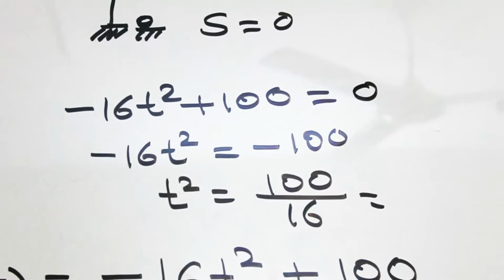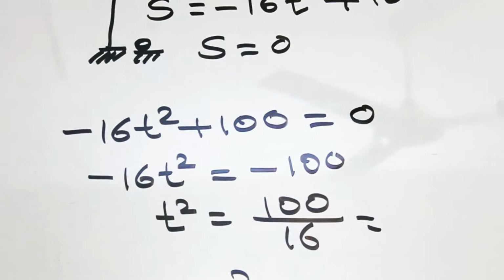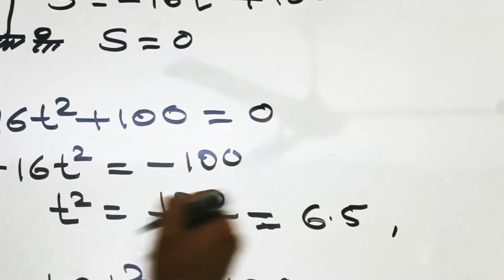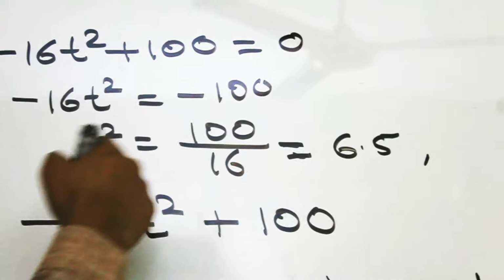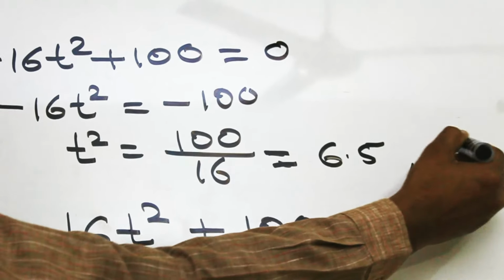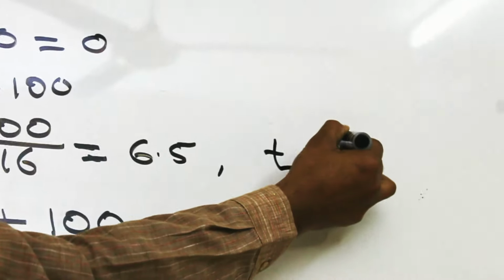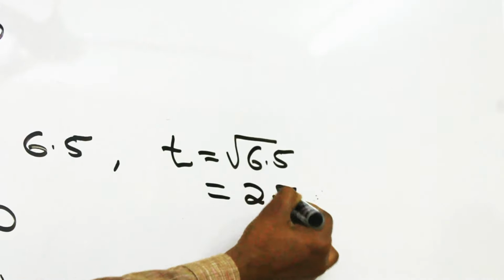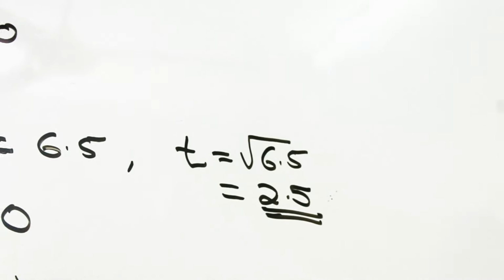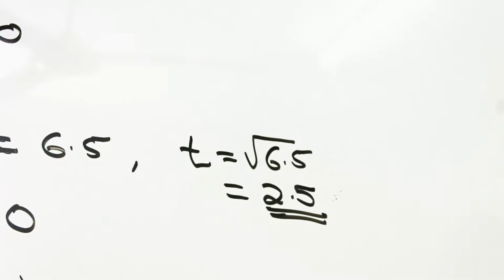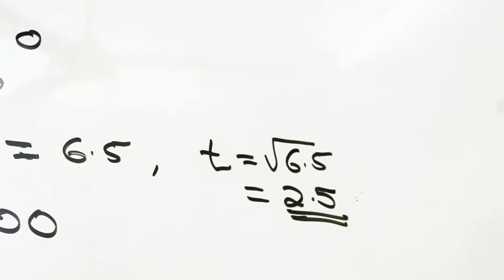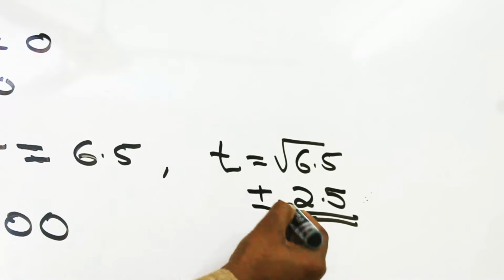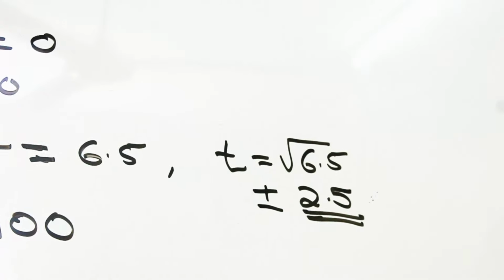So it will be 6.25, and we need to take the root to find t. Here t squared is 6.25, so t is equal to the root of 6.25, which is 2.5. There will be two values, plus 2.5 and minus 2.5, because of the root.